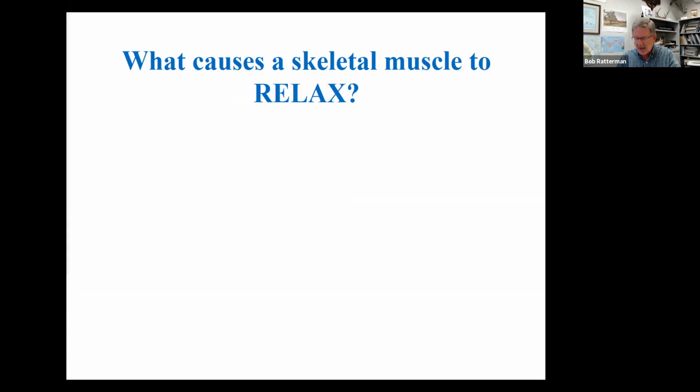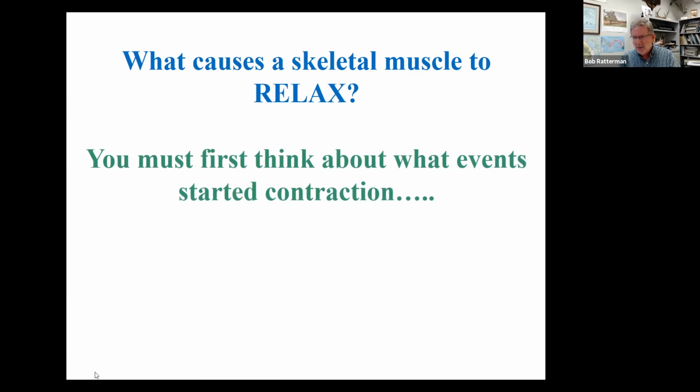What initiated contraction? Well, you've got to go back to the neuromuscular junction and understand that it was a nerve impulse that caused the release of the neurotransmitter acetylcholine across the cleft, that in turn initiated a muscle impulse. So it's absolutely critical you understand the neuromuscular junction and what that involves. In order to talk about what causes relaxation of the muscle, you've got to get rid of the neurotransmitter at the neuromuscular junction.